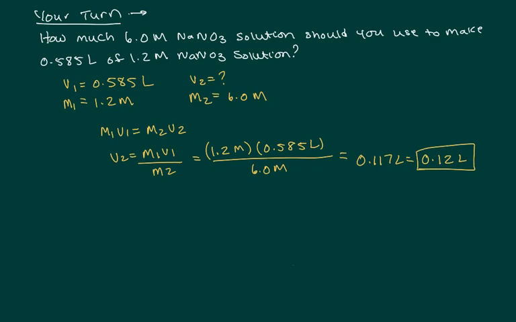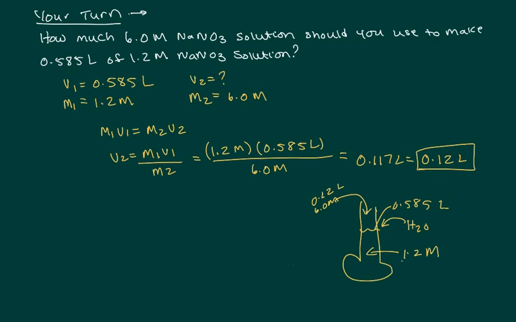What does that mean? I need to add 0.12 liters of my stock solution, of my 6 molar solution here, and then I'm going to fill it with water up to the 0.585 liter mark in order to get a solution with a concentration of 1.2 molar. Okay?